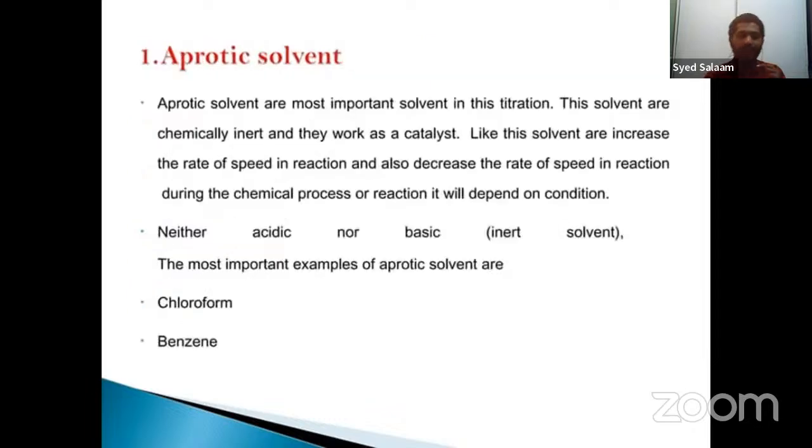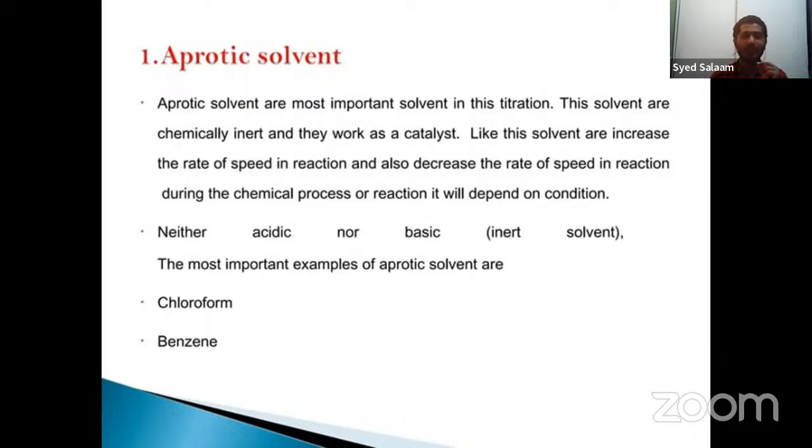If you go towards aprotic solvents, they do not have any sort of reactivity. They are mostly inert and they work as a catalyst. Okay, non-protic, that is, not having any sort of proton-sharing ability.